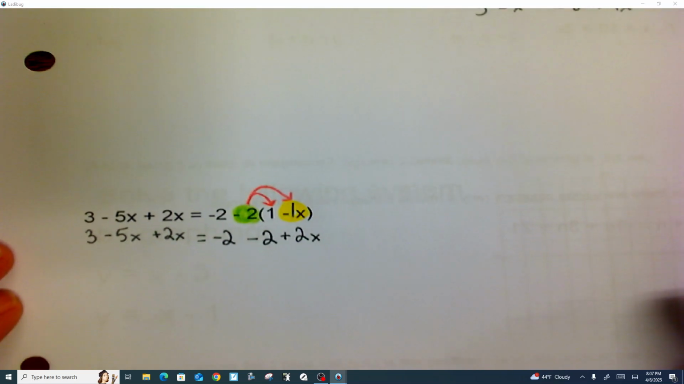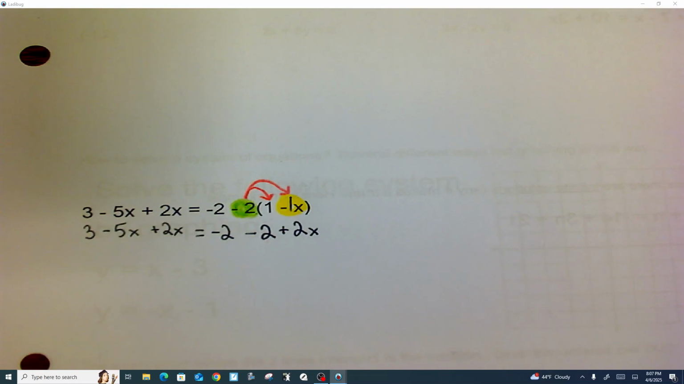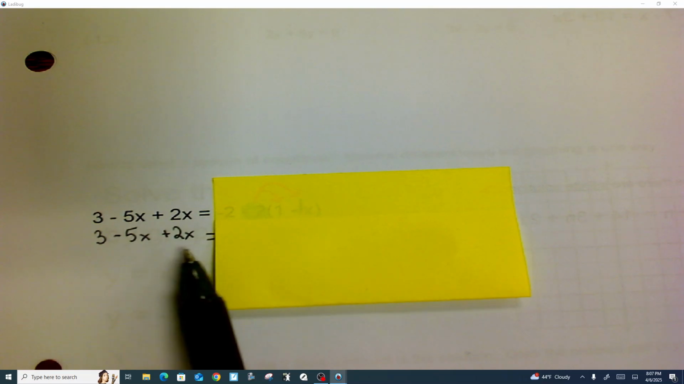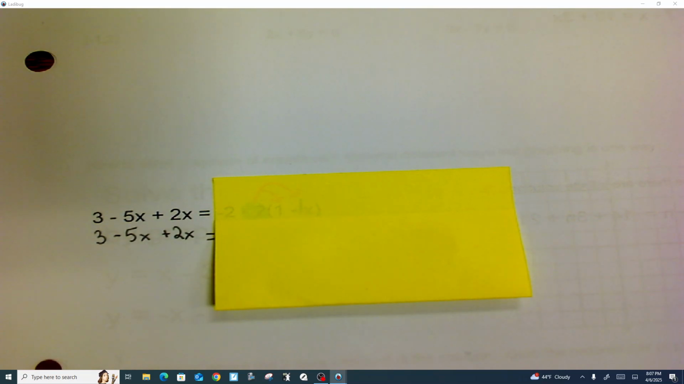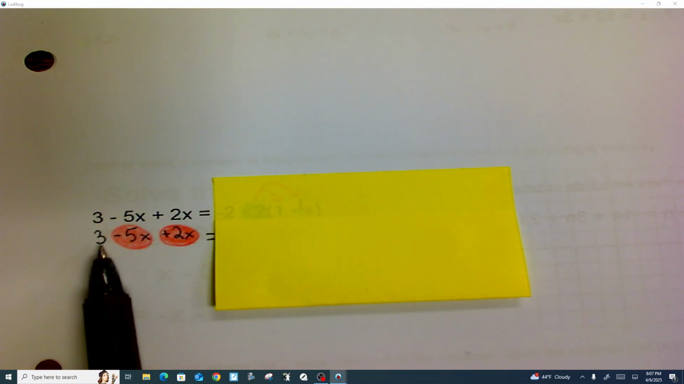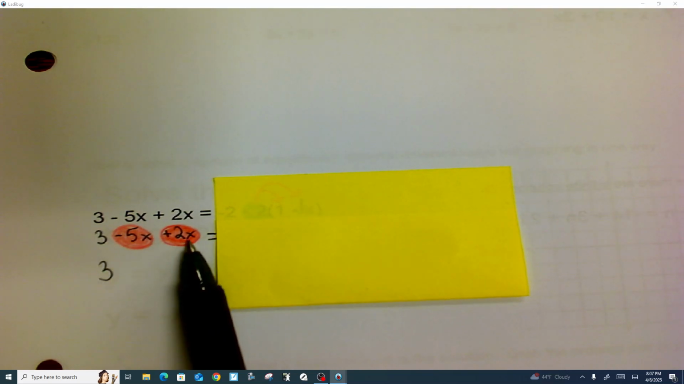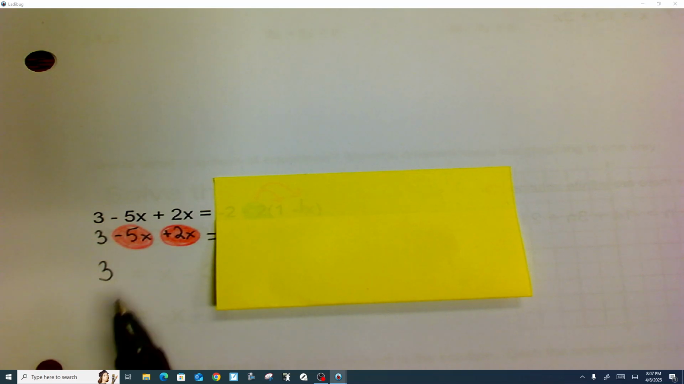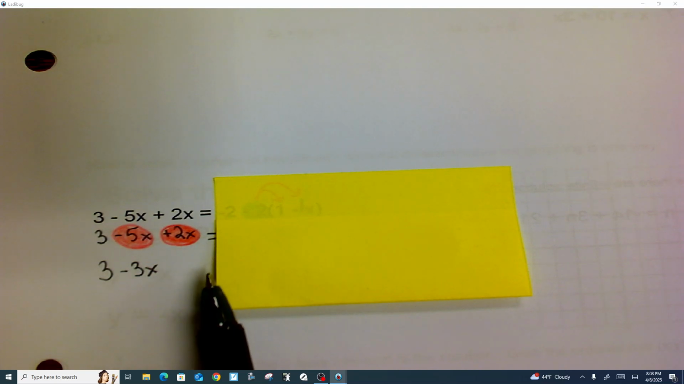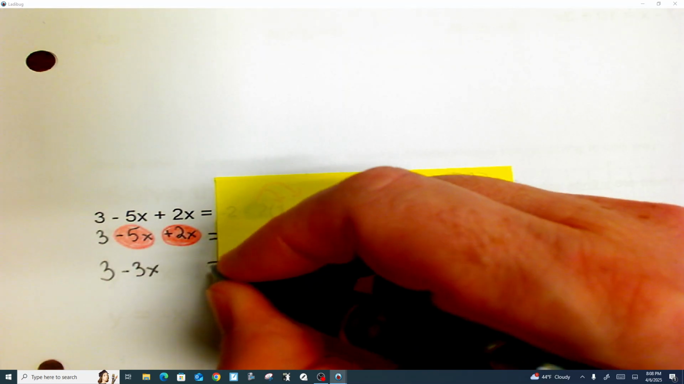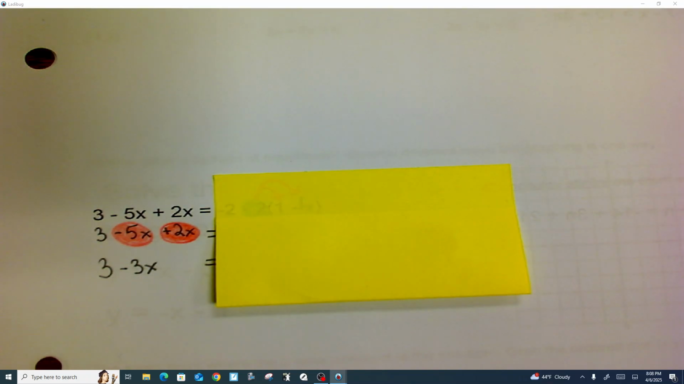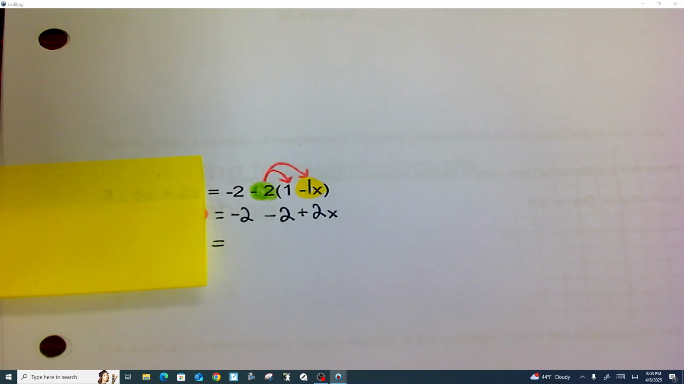Let's go down and take a look at this mess down here. Don't worry about the right side. Is there anything here on the left side that we can combine? The 3 is not able to be combined, so that'll just fall down. But negative 5x plus 2x would be negative 3x. So we're going to write negative 3x right here. And the equal sign would just fall down in the exact spot that it was, right? Let's go check the right side of the equation.